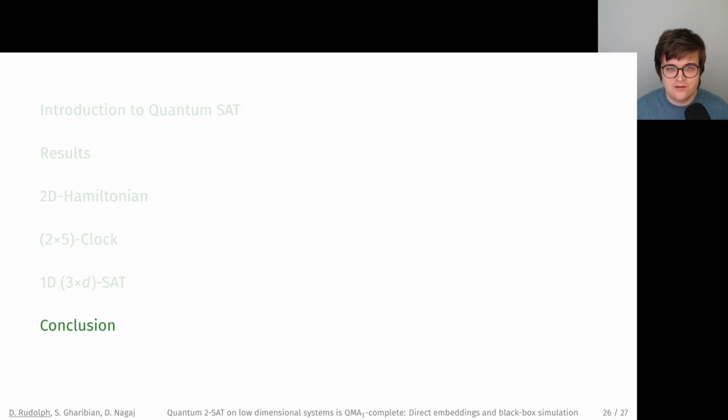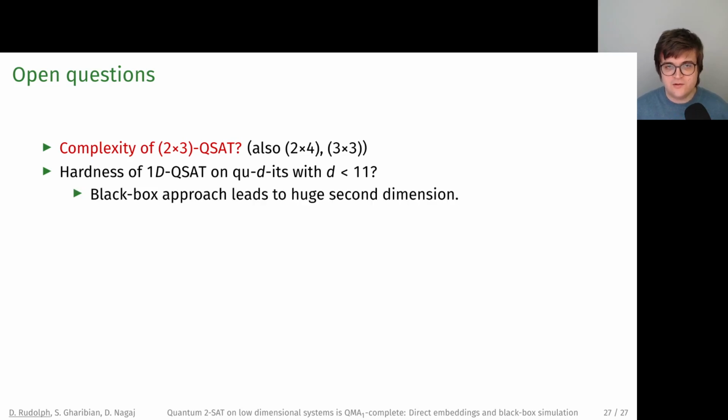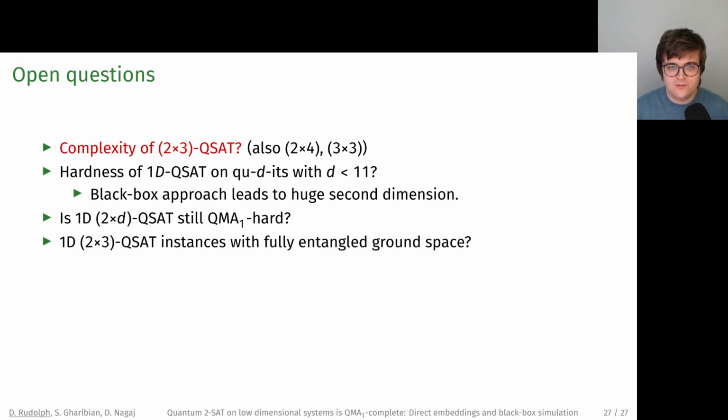Now let me conclude, finally, with some open questions. So first, what is the complexity of 2 by 3 QSAT? Also, 2 by 4 QSAT or 3 by 3 QSAT? What is the hardness of 1D QSAT on qudits with D less than 11? Here, the issue of our black box approach leads to a huge second dimension. And another question, is 1D 2 by D QSAT still QMA1-hard? Do there exist 1D 2 by 3 QSAT instances with a fully entangled ground space? Thanks.